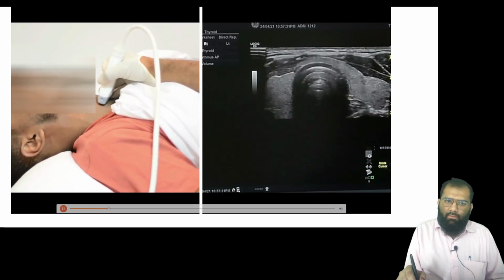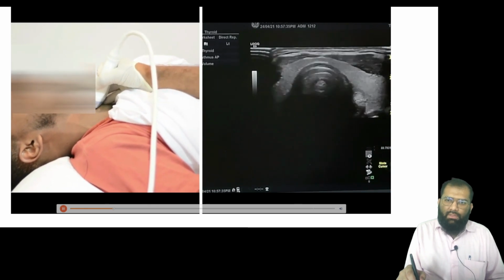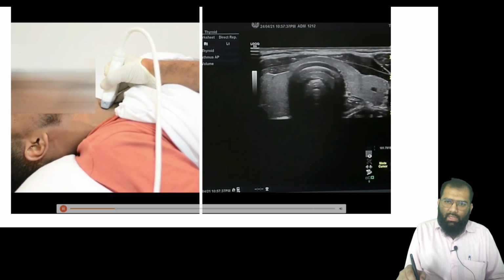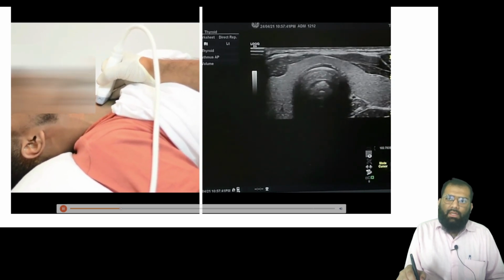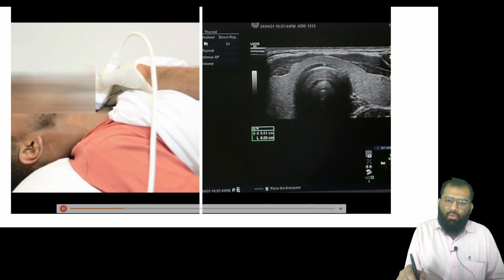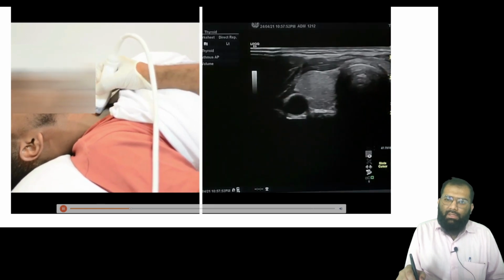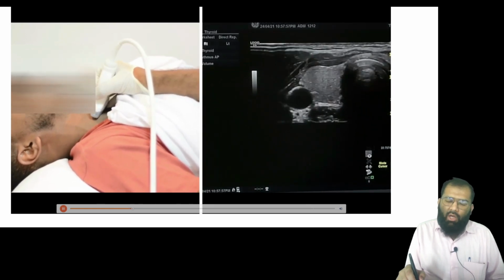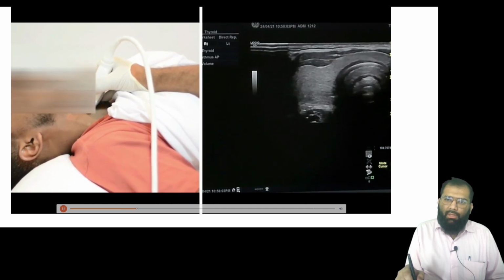Now we are moving from below upwards in transverse section. So this is how we are moving again from above downwards in transverse section. So this is how we have to look very carefully along both the lobes, isthmus. We are measuring the isthmus, the AP dimension. So here it is hardly 2.7 mm, which is normal. If it is more than 1 centimeter, that is enlarged or abnormal.